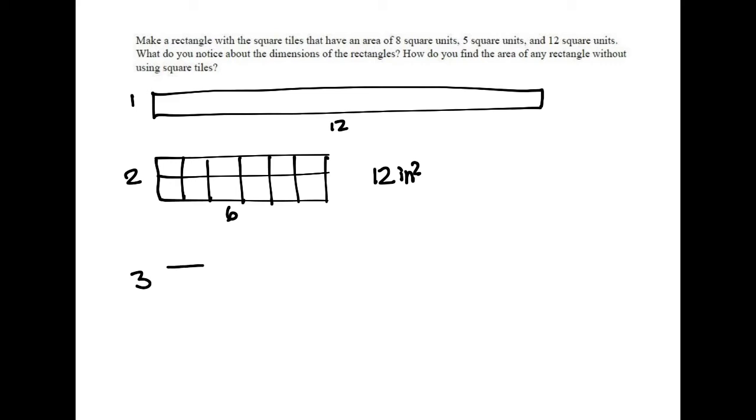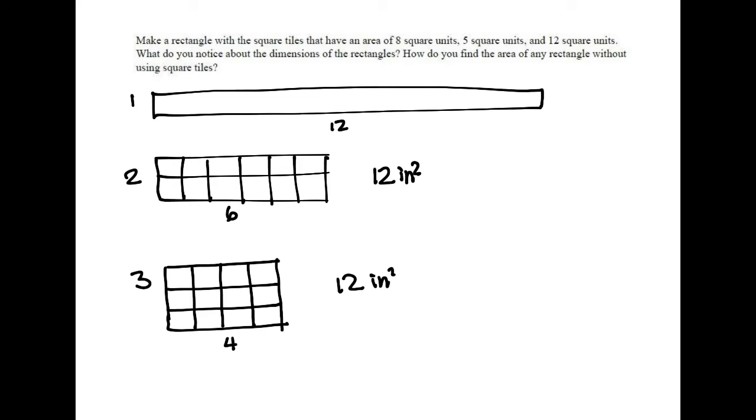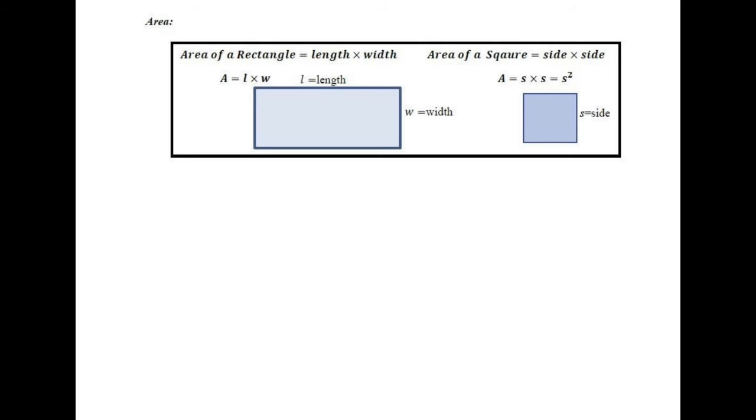Okay, so 3 rows. How many would I need? I need 4, wouldn't I? 3, 6, 9, 12. So 3 times 4 is 12. And I could go on, but that would be 4 by 3, which is the same as this one, twisted. And then 6 by 2 is this one, and 12 by 1 is that one. So how do I find the area of any rectangle without using square tiles? You use the formula.